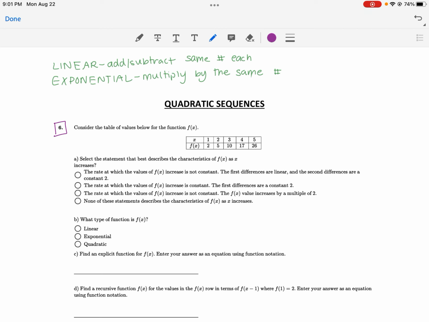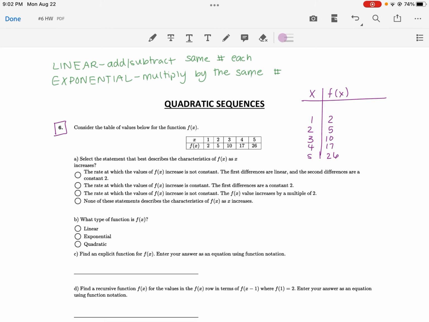Okay, consider the table and the values below. You're welcome to leave it that way. I personally just like it a little bit better when it's horizontal. So I can leave it as f and f of x, but I'm just going to rewrite these numbers: 1, 2, 3, 4, 5. And I've got my y values of 2, 5, 10, 17, 26. So that's just the numbers in the table, but I like this format better.